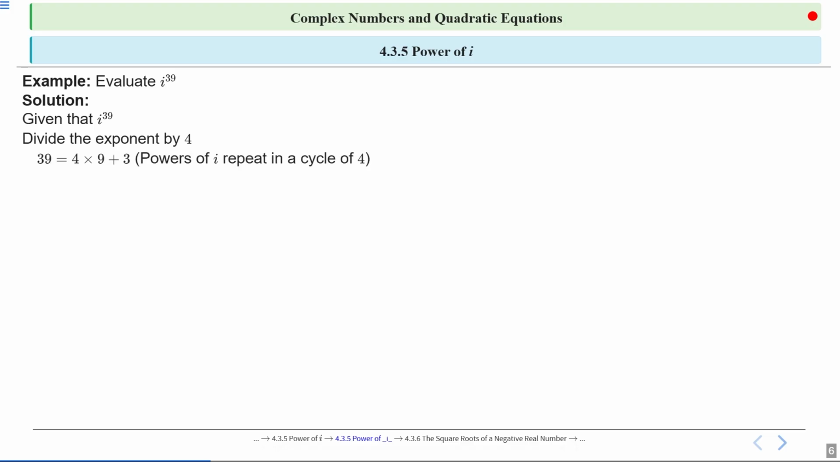When we divide 39 by 4, we get 39 equals 4 times 9 plus 3. That means 4 goes into 39, 9 times with a remainder 3. This remainder tells us where we are in the cycle of iota's powers.